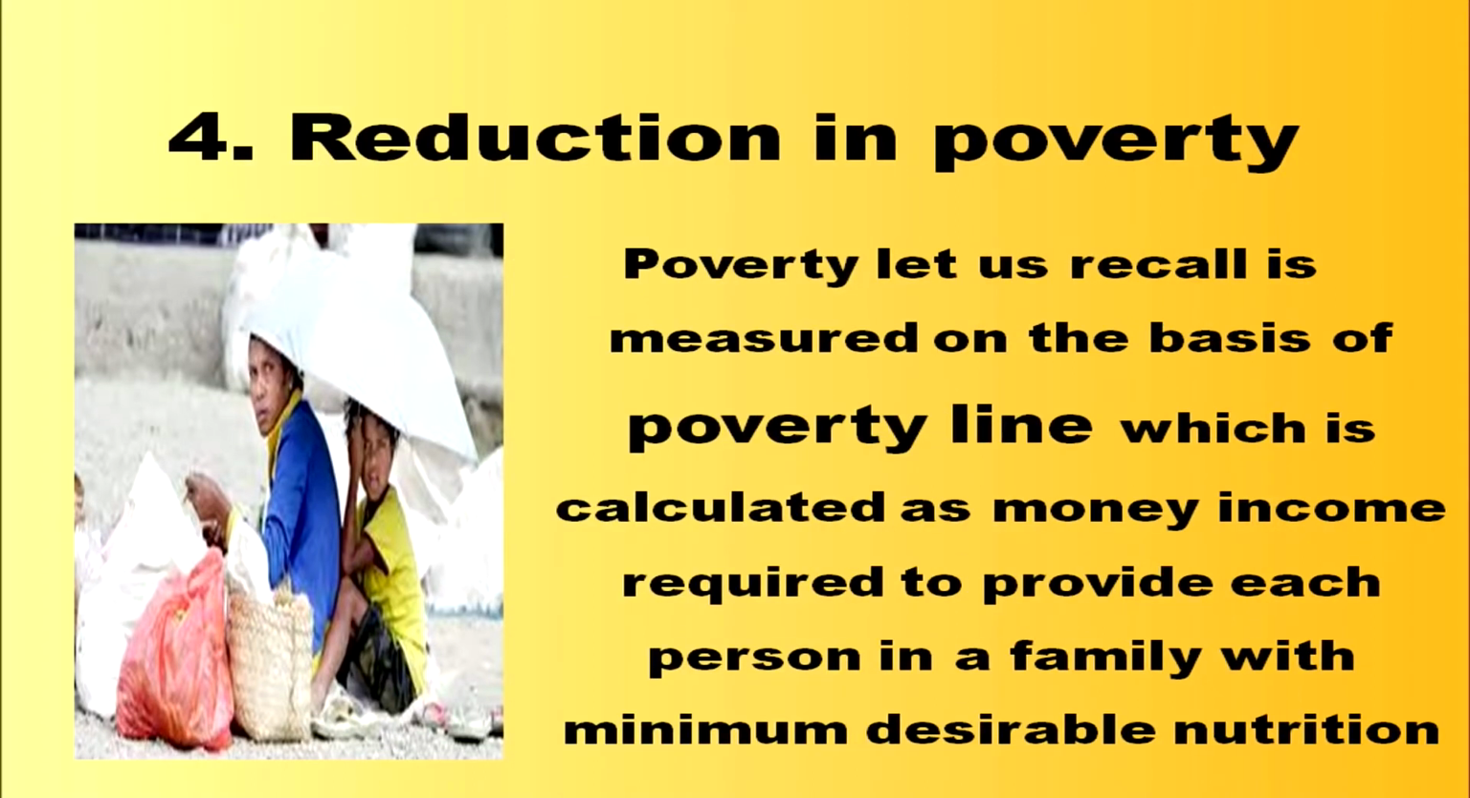Poverty, let us recall, is measured on the basis of the poverty line, which is calculated as the money income required to provide each person in a family with minimum desirable nutrition. Do you remember this nutrition standard? Yes, it has been fixed as 2,400 kilocalories in rural areas and 2,100 kilocalories in urban areas.